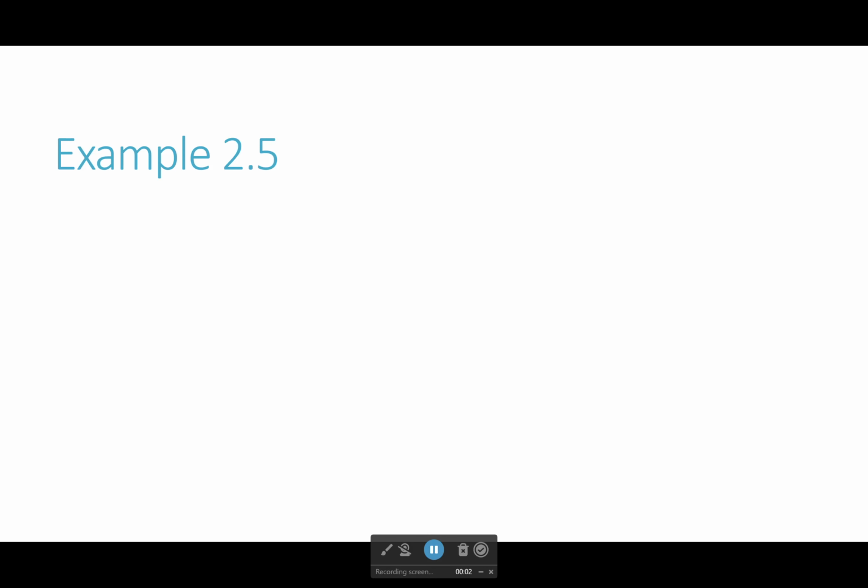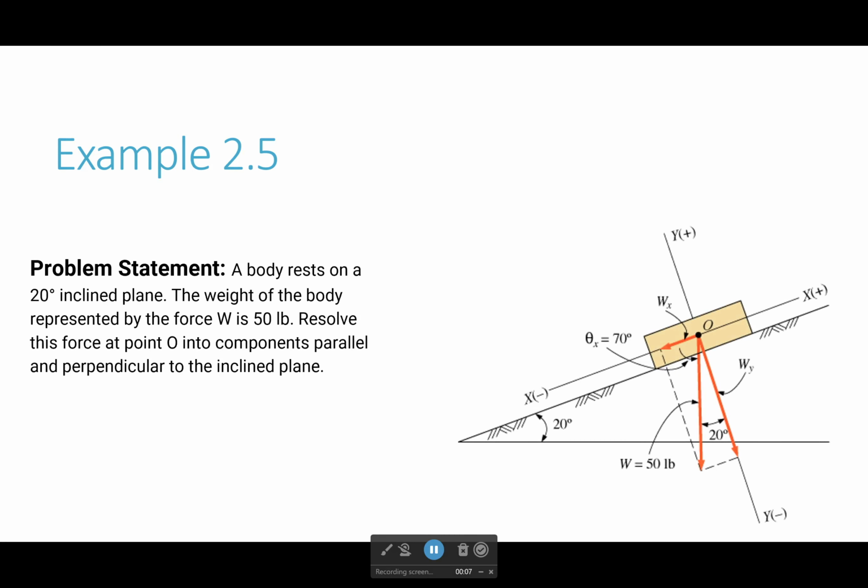So this time we're doing example 2.5. Let's see how it goes. So first step, we have a body that's resting on a 20-degree inclined plane. The body is represented by the force W equals 50 pounds. And we'll resolve this force at point O into its components that are parallel and perpendicular to the inclined plane.